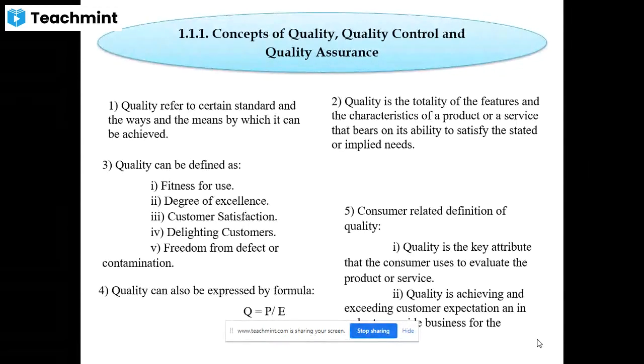There are different definitions for this quality, and quality can also be expressed by the formula P by E. Then the consumer related definition. Any company, whatever the product produced by the company, you can take any product. Just I simply say the example of the dairy milk company. Dairy Milk produces so many different products. As far as the consumer is concerned, quality can be defined as the key attribute that the consumer uses to evaluate the product or service.